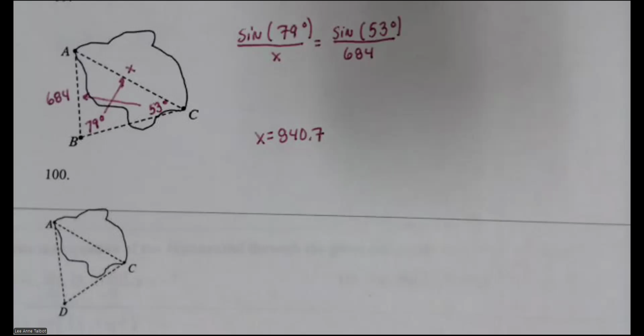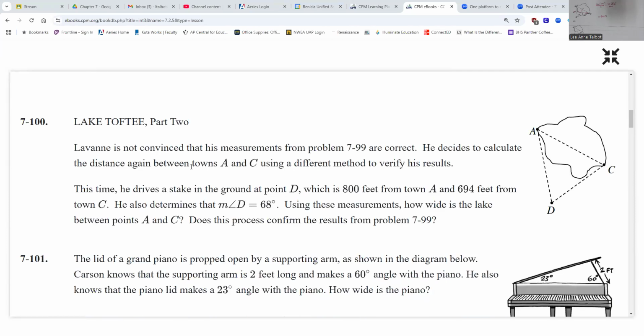Okay, next one. Number 100. Lake Tofty Part 2. Levon is not convinced his measurements from problem 799 are correct. He decides to calculate the distance again between towns A and C using a different method to verify his results. This time he drives a stake in the ground at point D, which is 800 feet from town A and 694 feet from town C. Okay, so go to your little picture. From point D to point A is 800.